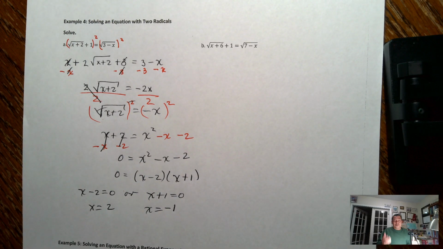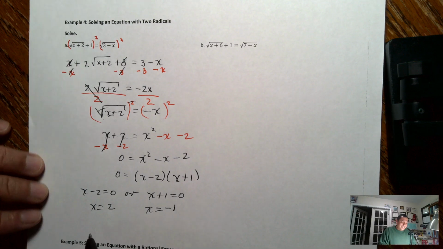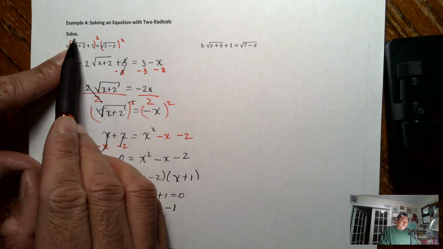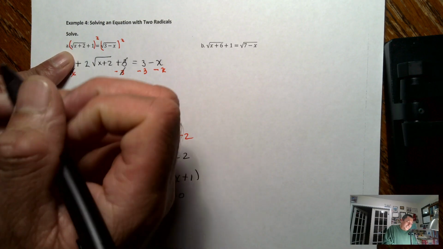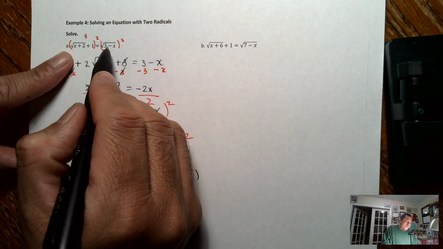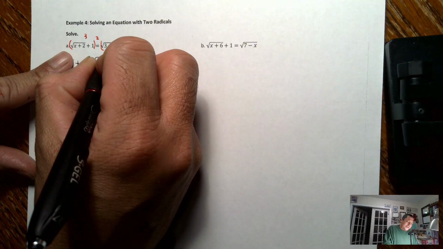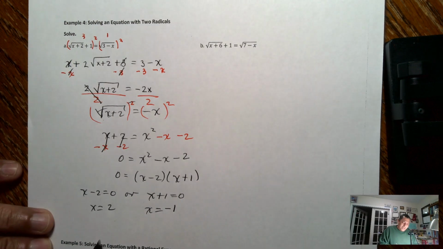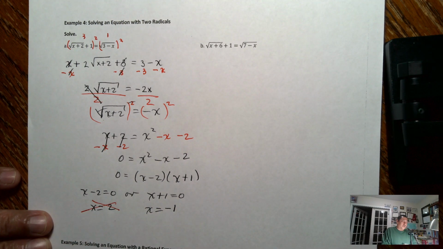Which one is the extraneous solution? We are going to test this one. So I have 2. 2 plus 2 is 4. The square root of 4 is 2, plus 1 is 3. So I have 3 on the left side. And then I have 3 minus 2 is 1. The square root of 1 is 1. 3 is not equal to 1. So x equals 2 is not the solution to this problem.